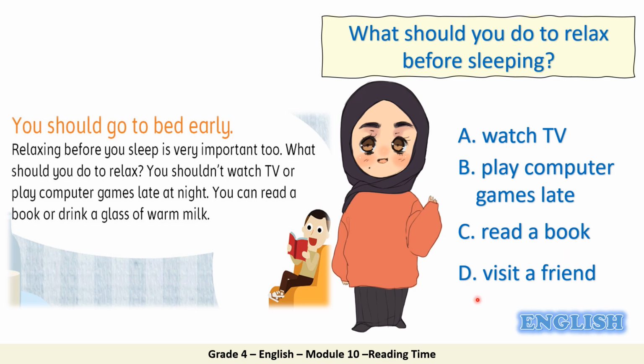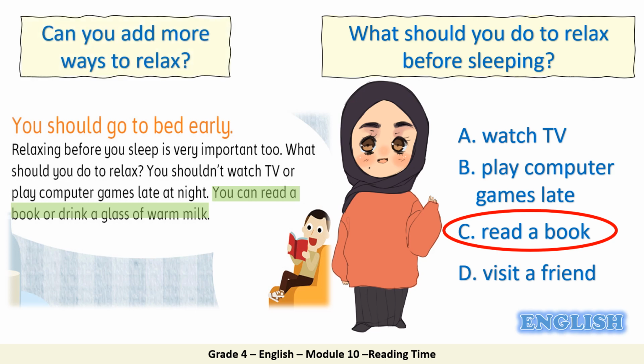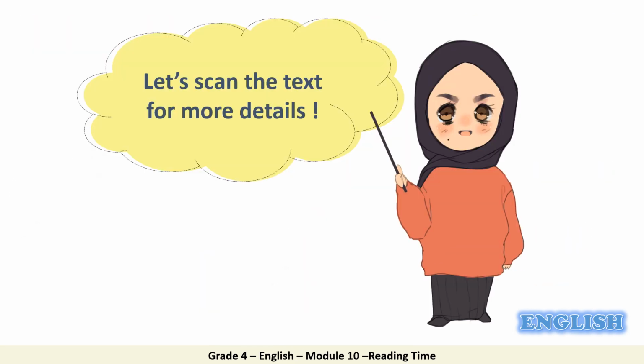Read a book or visit a friend. In the text, I have the sentence saying, you can read a book or drink a glass of warm milk. So my answer is, read a book. Great job. Now, can you add more ways to relax? Write it in your notebook then. Well done, everybody. Now, let's scan the text again for more details.